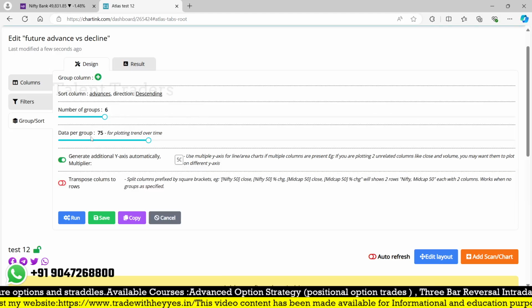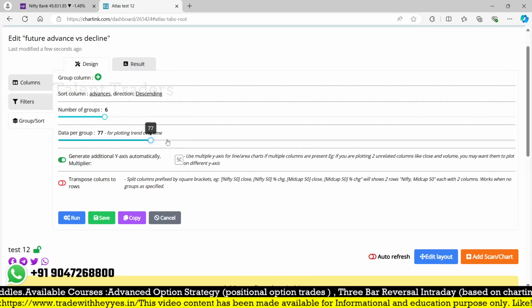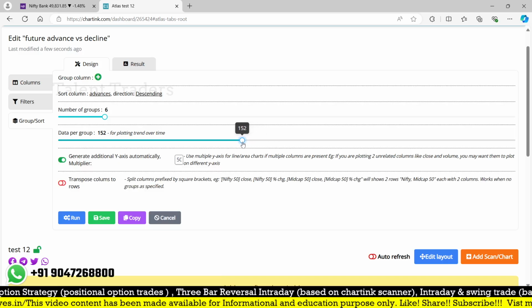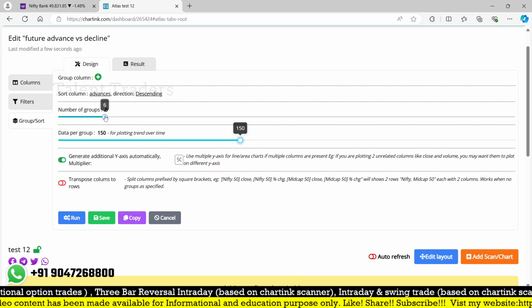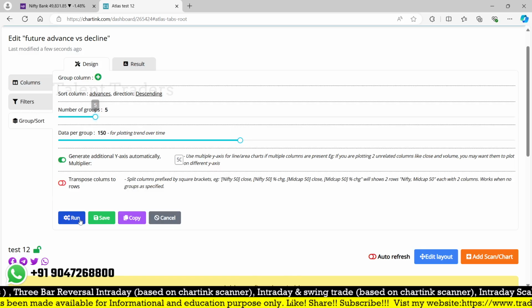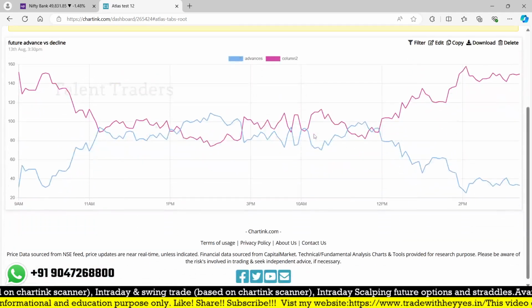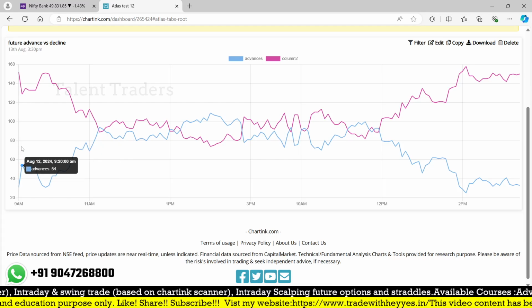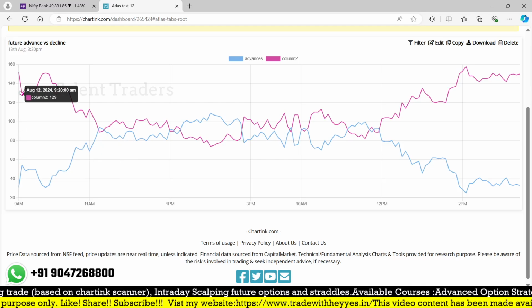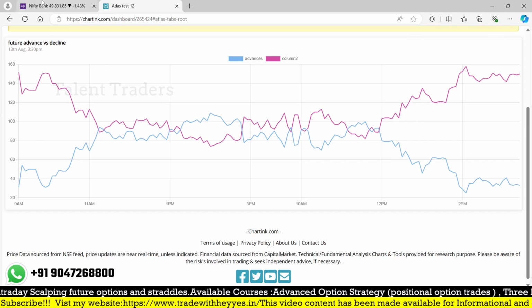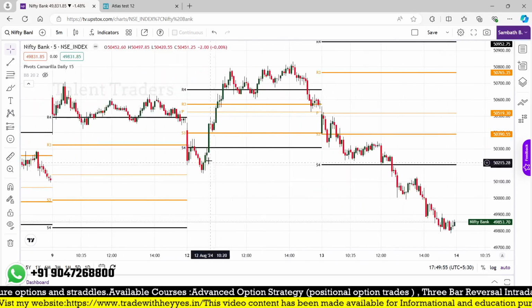We are using only the F&O category because of the futures. So here is the group point, and if you want to take 150 data points, it will show you yesterday's data also if you want to check. Let me run it and see. In yesterday's data, at the opening itself, there were almost 129 stocks declining and 48 advancing. This is the date 12th August. Maybe you can backtest by the opening itself.